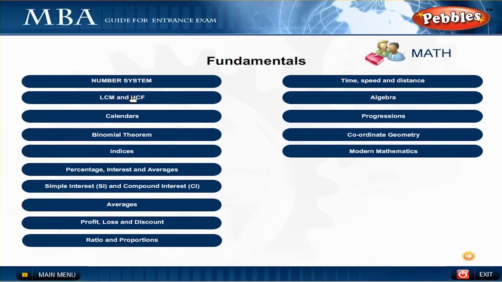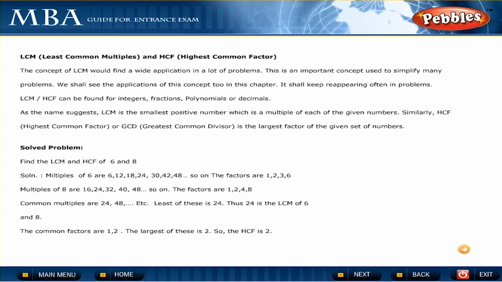LCM and HCF. Chapter 2. LCM, least common multiple, and HCF, highest common factor. The concept of LCM would find a wide application in a lot of problems. This is an important concept used to simplify many problems. We shall see the applications of this concept too in this chapter. It shall keep reappearing often in problems.